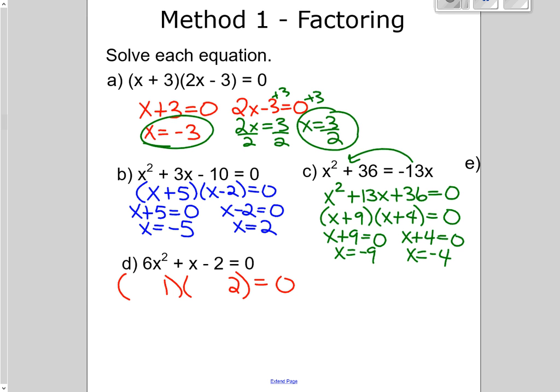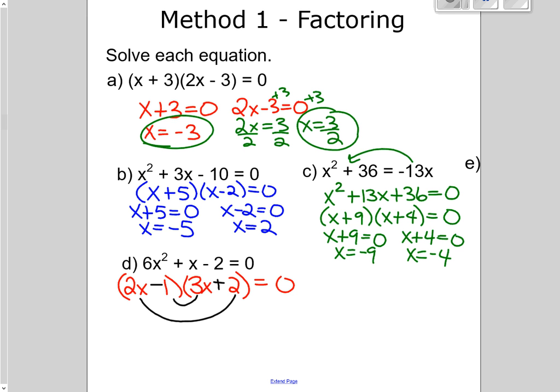What multiplies to 6? Well, 1 and 6 do, but I feel like those numbers won't get me to a positive 1 as my middle term. So I'm going to try 3 and 2. If I put a 3x here and a 2x here, then this times this is 3 and this times this is 4. So 3x and 4x. But if I had a positive 4x but a negative 3x, that would bring me to my positive 1x. So that must factor to 2x minus 1, 3x plus 2.